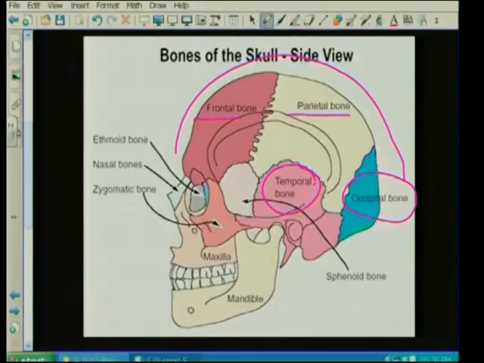And you notice that the bones are joined with these jagged edges here. We call these sutures. We'll learn more about the sutures in our second segment when we deal with the different types of joints in our body. From there we move on to the facial bones.